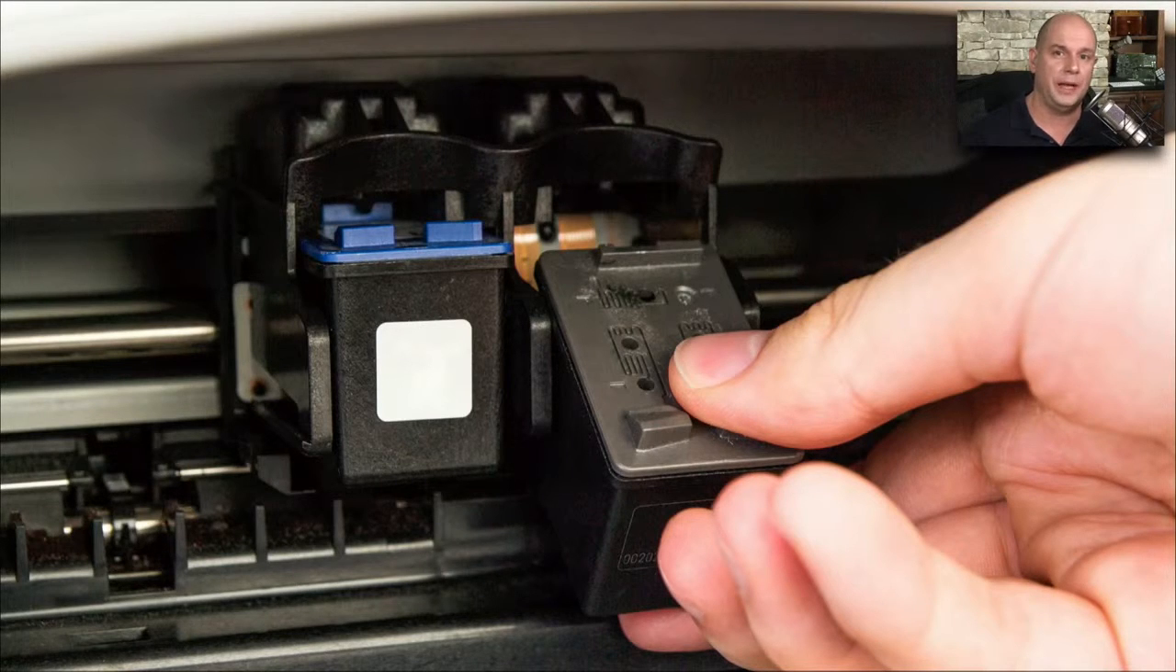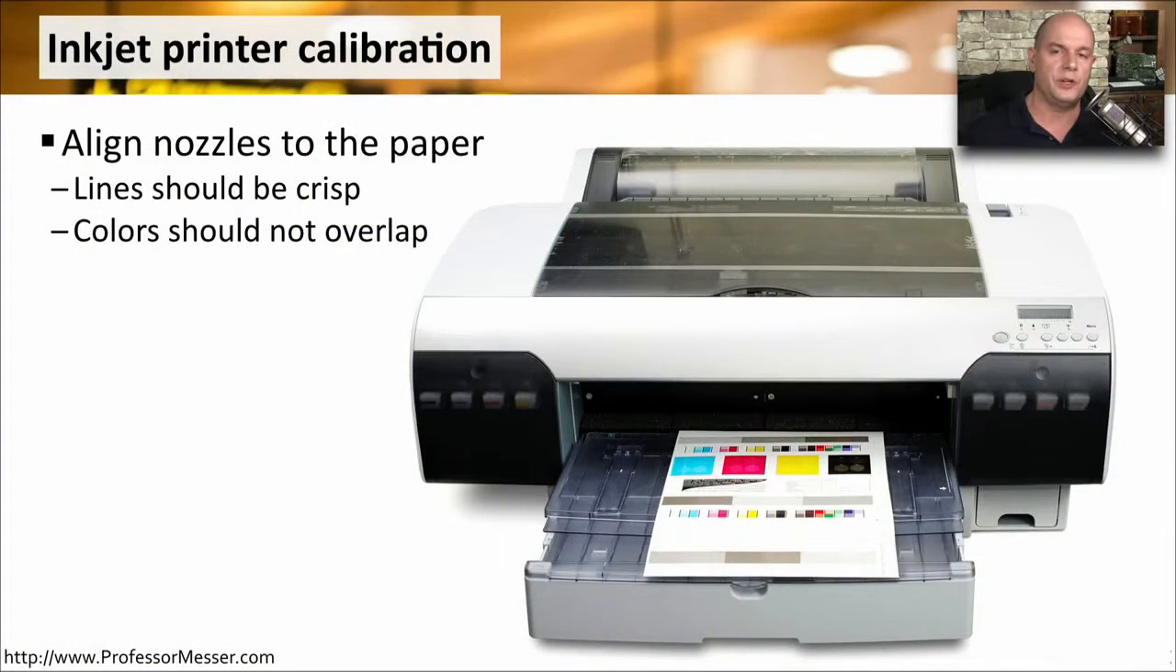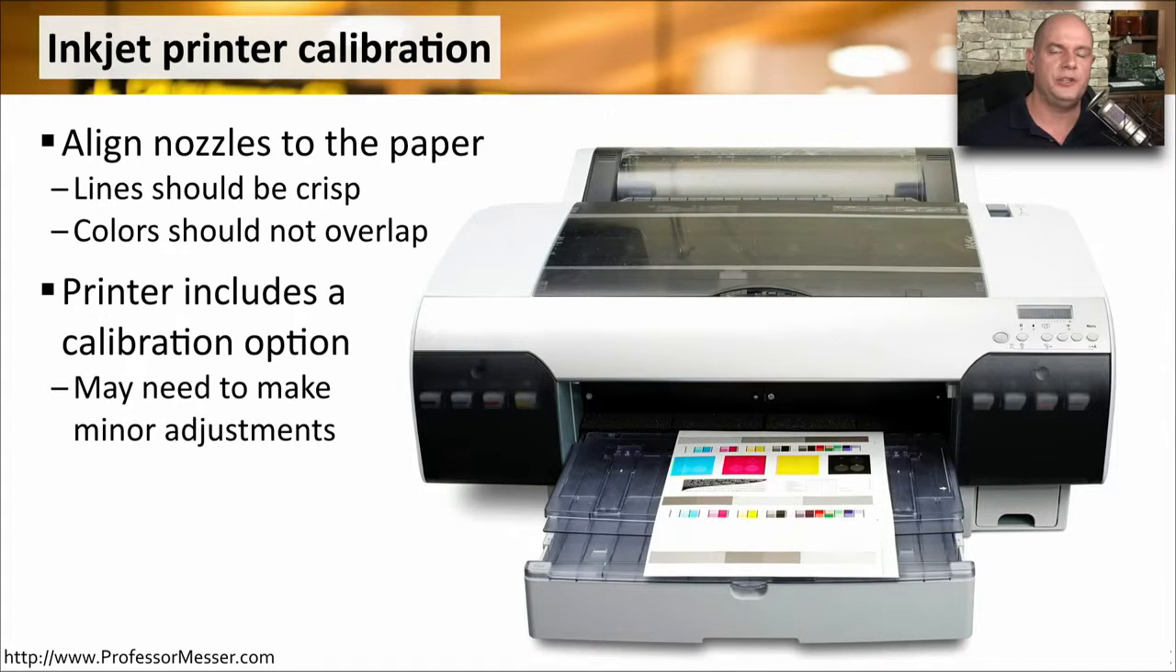They snap out, you snap a new one in. It only takes a few seconds to replace the cartridges. When you replace a cartridge, the printer usually performs a calibration, but you can also run one manually. This is going to align the print heads to the paper so that you get perfectly straight lines and the colors don't overlap. This calibration process is usually automatic.